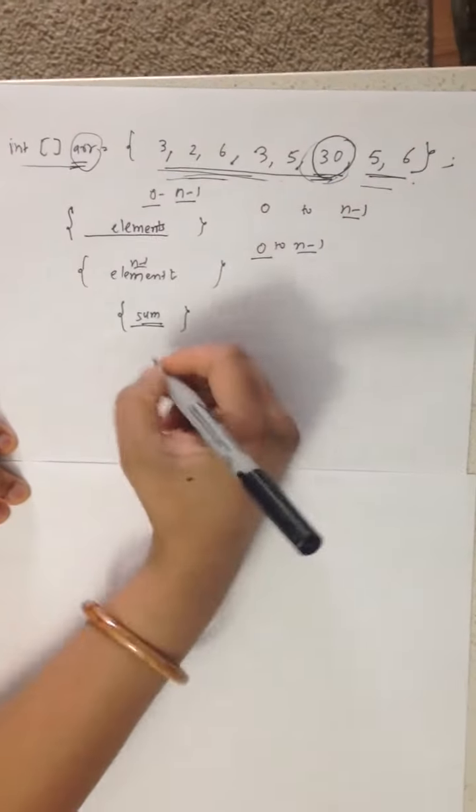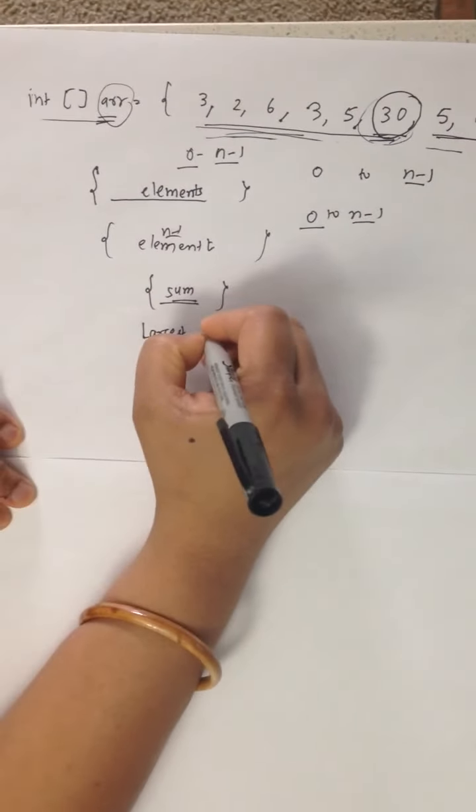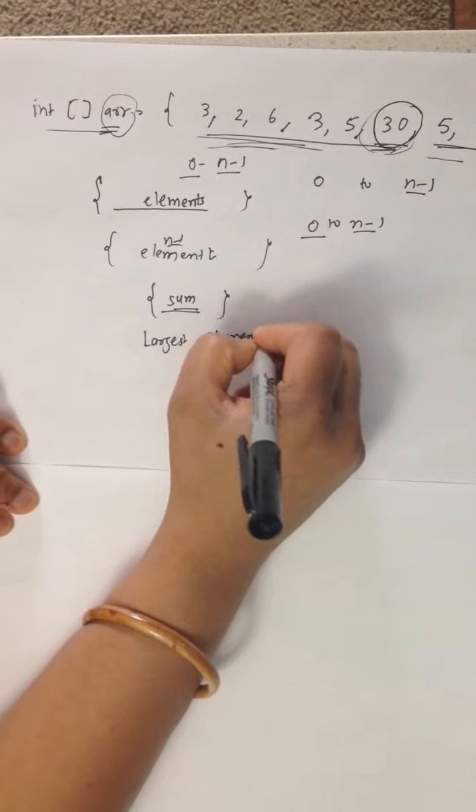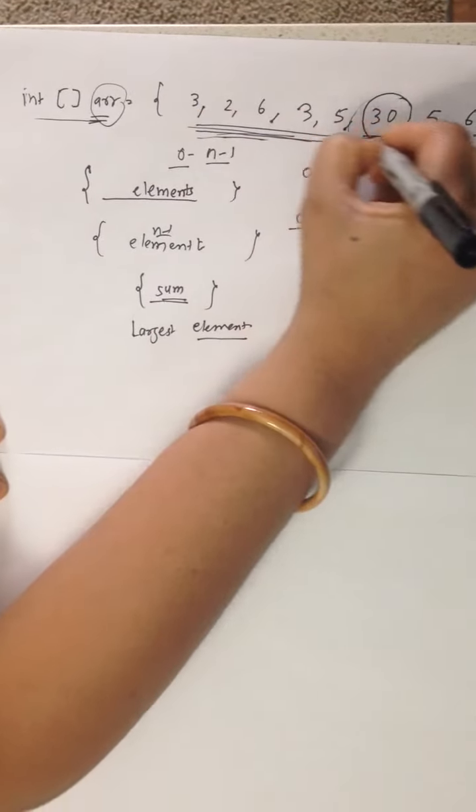Now to solve this, because the sum will always be the largest of all the elements, we can find out the largest element in the array. Which one is the largest element in the array? For this, we will iterate through the array.